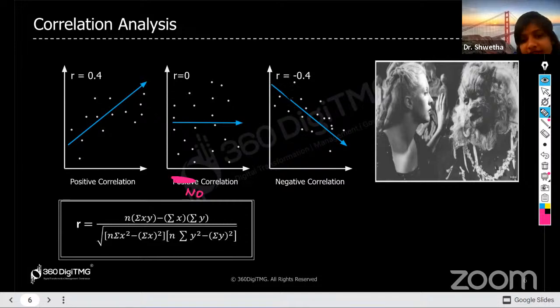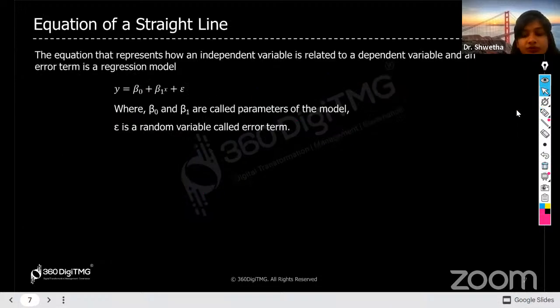Okay. Next, when the value of R is minus 0.4, you can see there is negative correlation between the two variables. With increase in X, the Y is decreasing. Though there is negative strength, negative direction, but still there is correlation between the two variables.